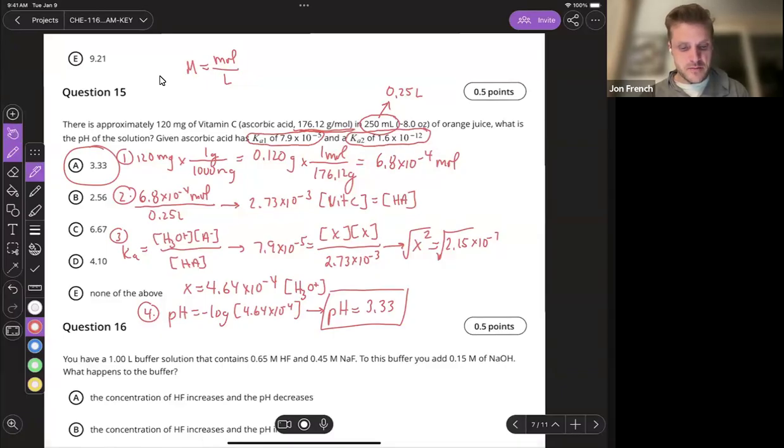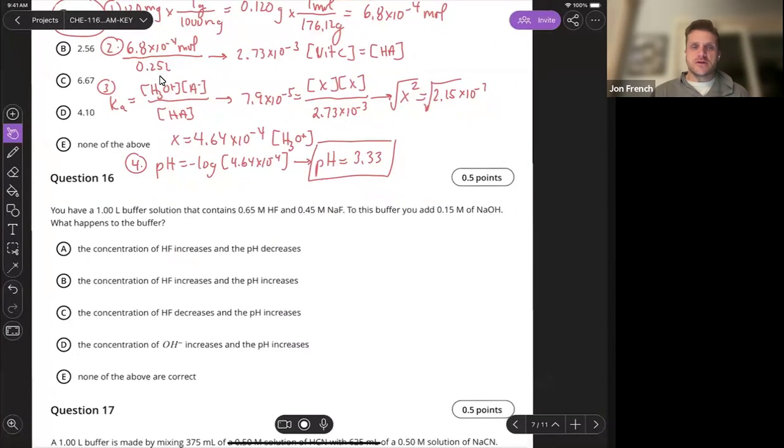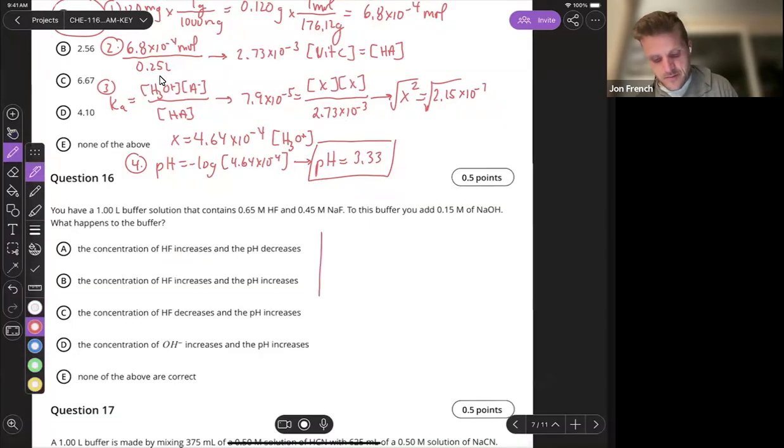Looks like question 16 is up next. Yeah, question 16 is just kind of a conceptual problem. Like, how does a buffer work? Why does a buffer work the way that it does? Right. And so if I have this 1 liter buffer and I've got my weak acid, HF, and its conjugate base, fluoride, in solution. And to that, I add a strong base, sodium hydroxide. What is going to happen to this buffer?